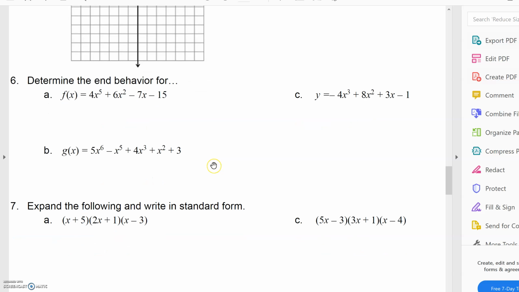Okay, 6. Determine the end behavior for each of these polynomials. Well, there's two ways to go at this. One is to dig out your notes on end behavior. And the two things you need to focus on are the degree, which is based on the highest exponent, in this case 5. And then look at the leading coefficient, see if it's positive or negative. So I would go back and look at those notes to help you figure out end behavior.